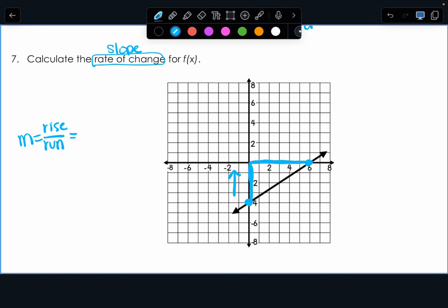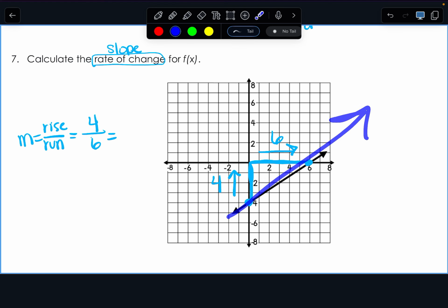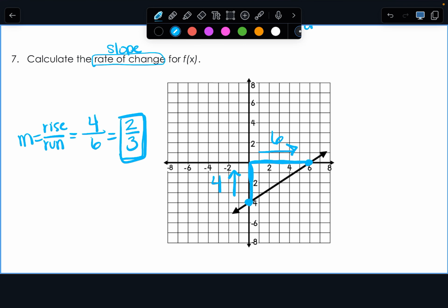How many do we rise? We rise 4. How many do we run? 6. Is that going to be a positive or a negative 6? Positive. We run to the right. Another way you can tell that it is positive is your line is going uphill. So 4 over 6 simplifies to what? 2/3. Not trying hard enough.